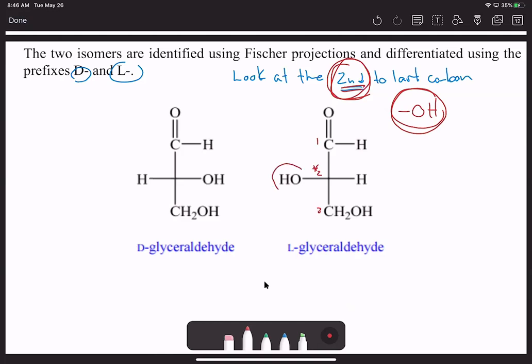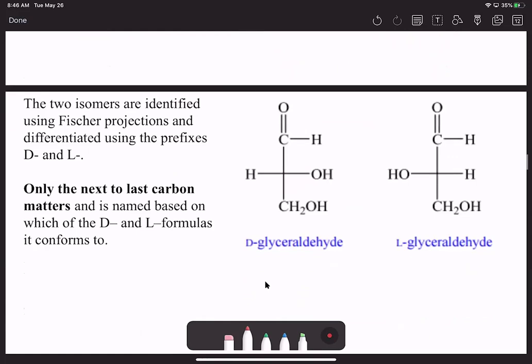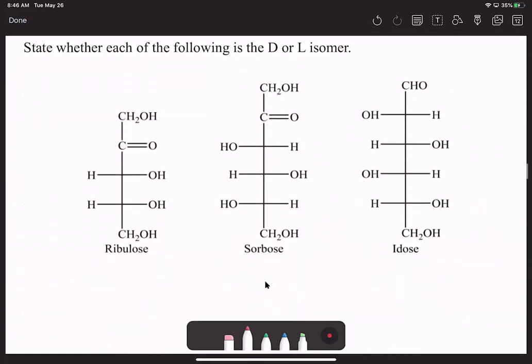If it's on the left-hand side, it's considered the L isomer. If it's on the right-hand side, D for dextero, or derecho if you speak Spanish, this is going to be D. So if it's on the left, it's an L isomer. If it's on the right, it's the D isomer. But you always look at the second to last carbon. As far as glyceraldehyde is concerned, we're going to be looking at glycerol later today, and we'll talk more about that structure.